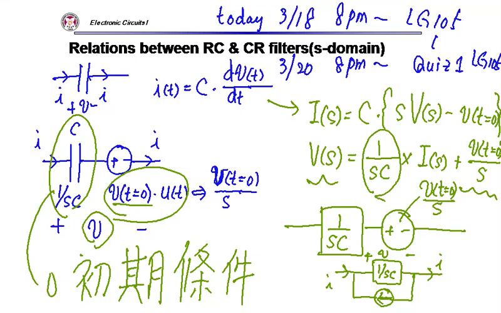The current is SC. This current value is SC times V(t=0). Okay, that's the current. Oh no, sorry, no S. Just C times V(t=0). That's the Norton form. But this one is easier to remember, right? Capacitor initial voltage in series with a zero initial condition capacitor. Yeah, question? No?